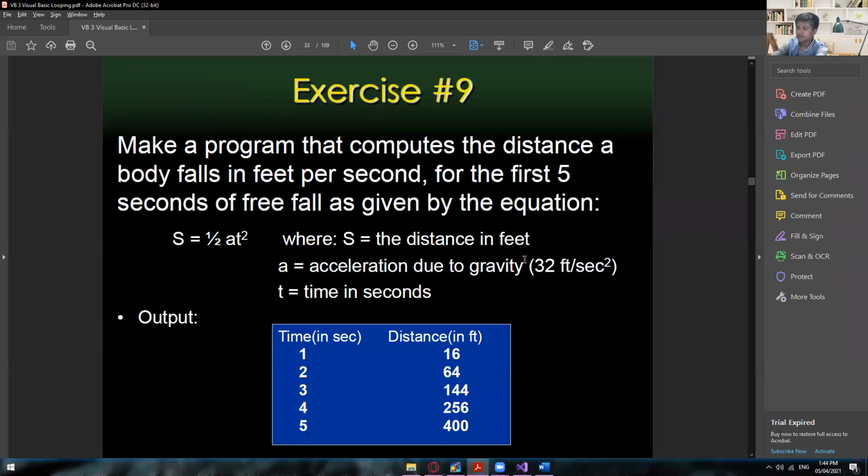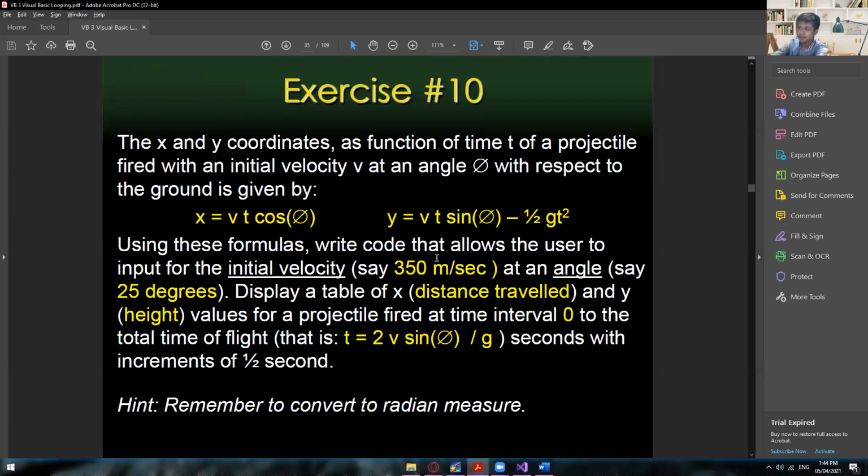All right, so here's the solution or the code for exercise number 9. And then the next one is exercise number 10, wherein the x and y coordinates as a function of time t of a projectile fired with an initial velocity v at an angle theta with respect to the ground is given by x is equal to v times time times cosine of theta.